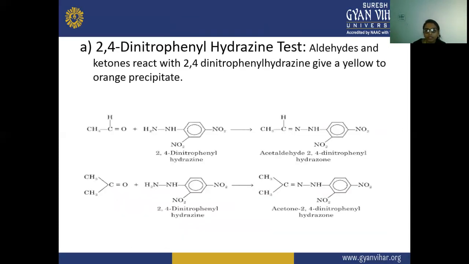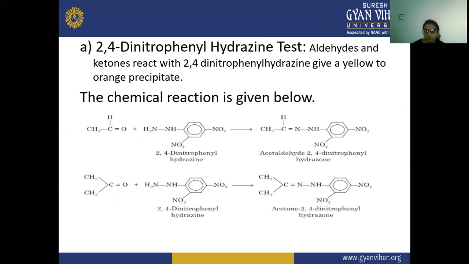So here it is, the first test, that is your 2,4-dinitrophenylhydrazine test. Here, the aldehydes and ketones are reacting with this 2,4-dinitrophenylhydrazine, and they are giving a yellow to orange precipitate. So here you can see that in the test of this 2,4-dinitrophenylhydrazine, these aldehydes and ketones are reacting with it, and yellow and orange precipitates are formed.